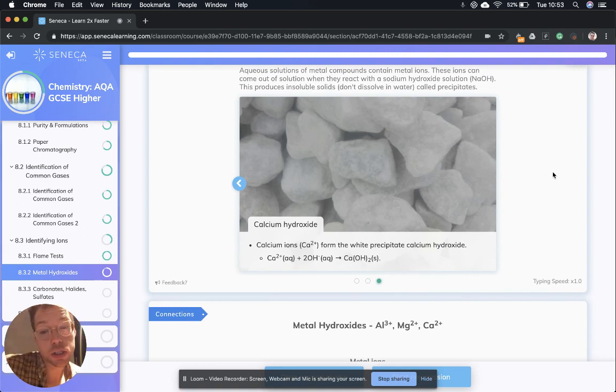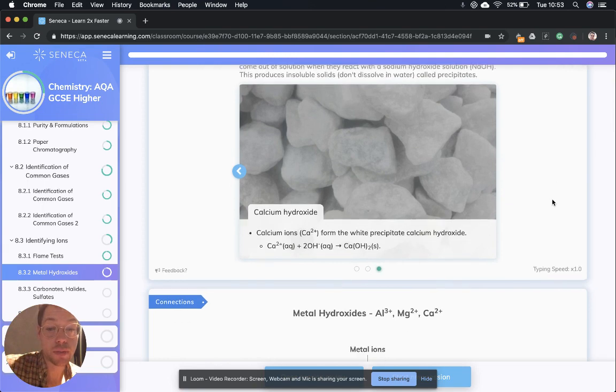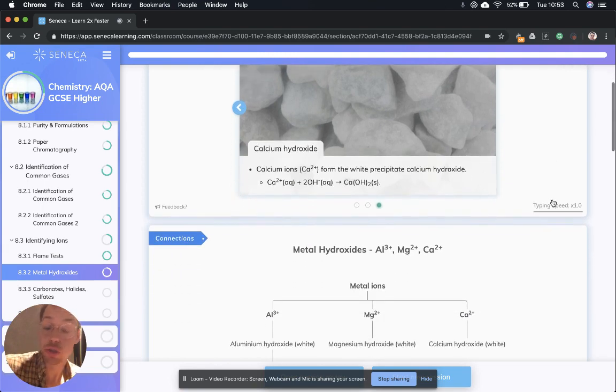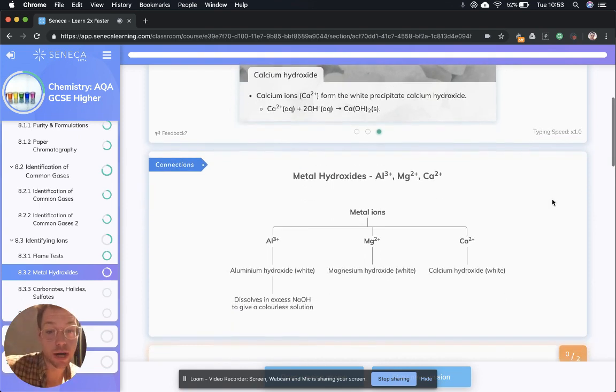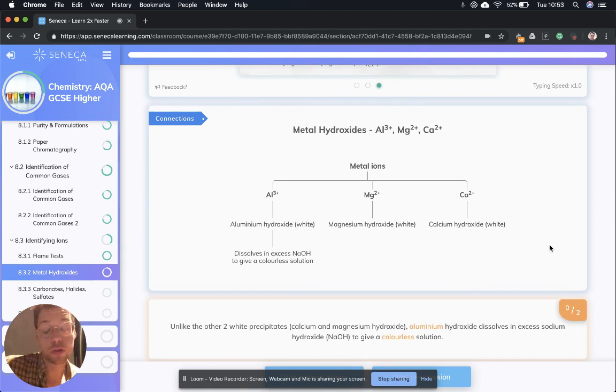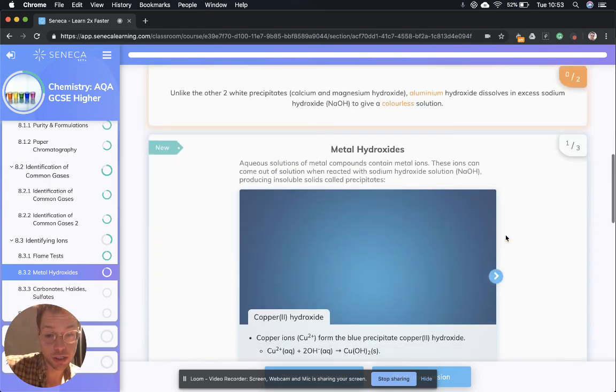Okay? Now let's go over the reactions for calcium hydroxide. So Ca2+ plus 2OH- goes to Ca(OH)2, okay? And that OH is in brackets, and there's a cute little 2 at the bottom of the OH brackets, okay? So those three reactions again: aluminium hydroxide forms a white precipitate which dissolves in excess NaOH, Mg2+ also forms a white precipitate, and Ca2+ also forms a white precipitate, but those do not dissolve in excess NaOH.